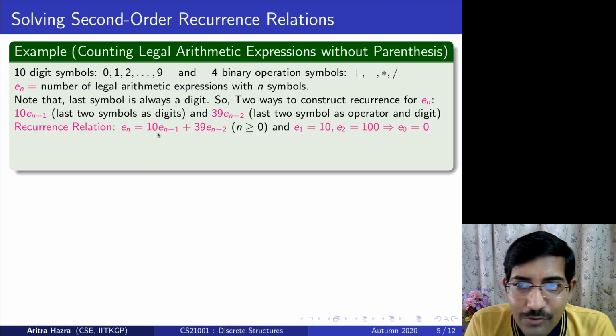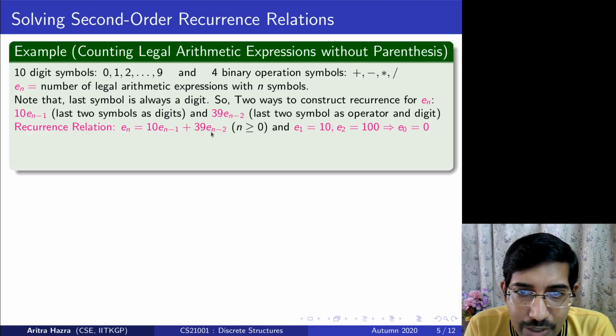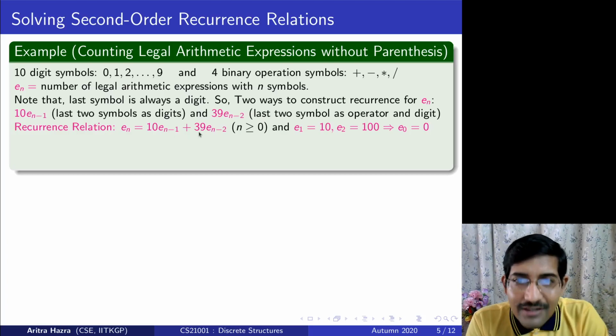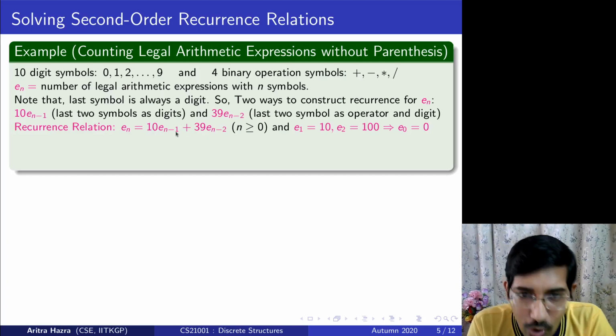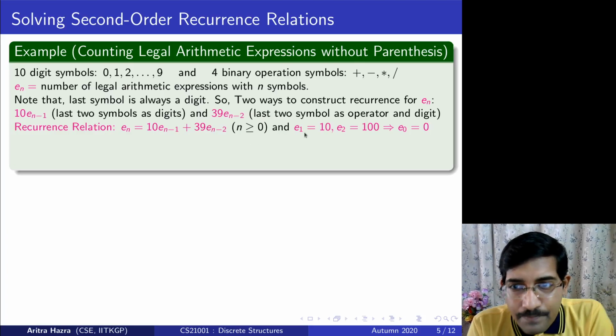So therefore my total recurrence is 10 E(n-1) plus 39 E(n-2), because 10 in each and 9 for the division, and the rest I recur with an n minus 2 length string. So this is 10 into E(n-1) plus 39 into E(n-2). This is again a second order, linear, homogeneous, constant coefficient recurrence. What is your E1?